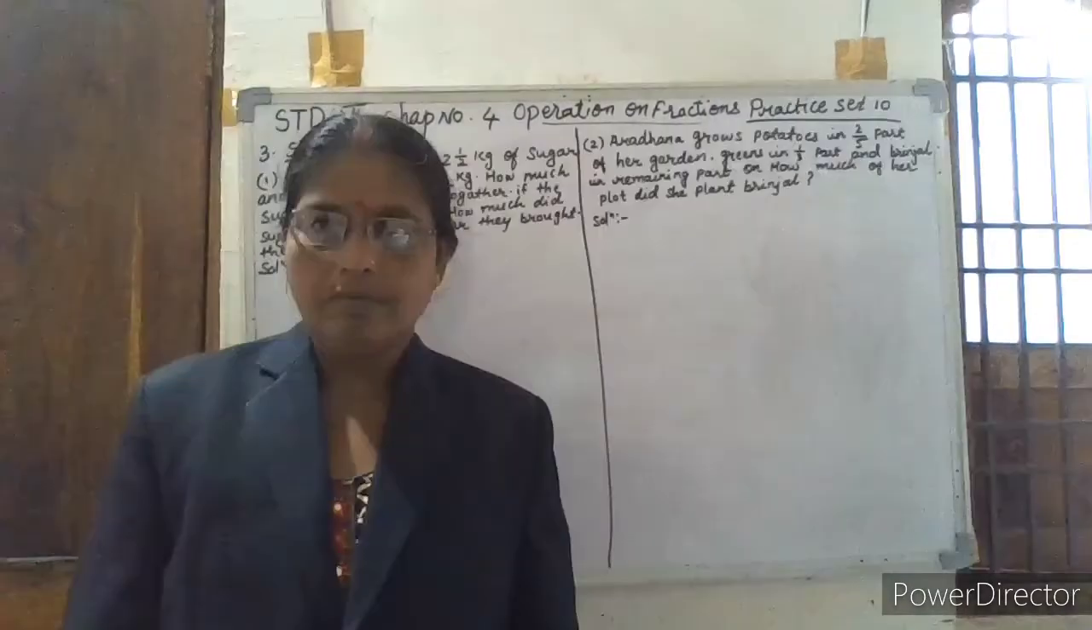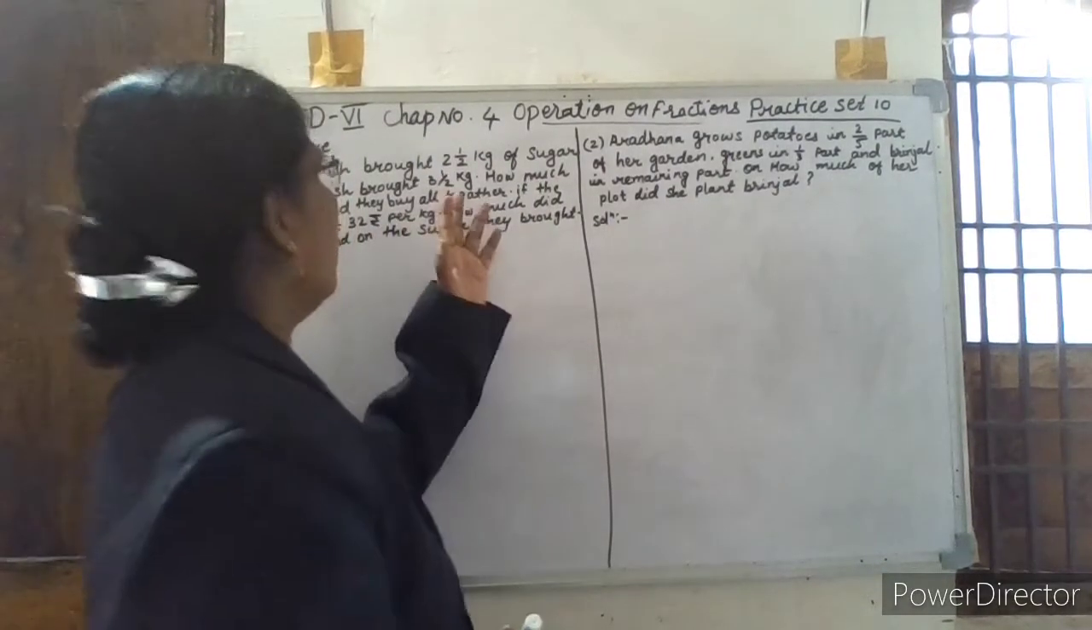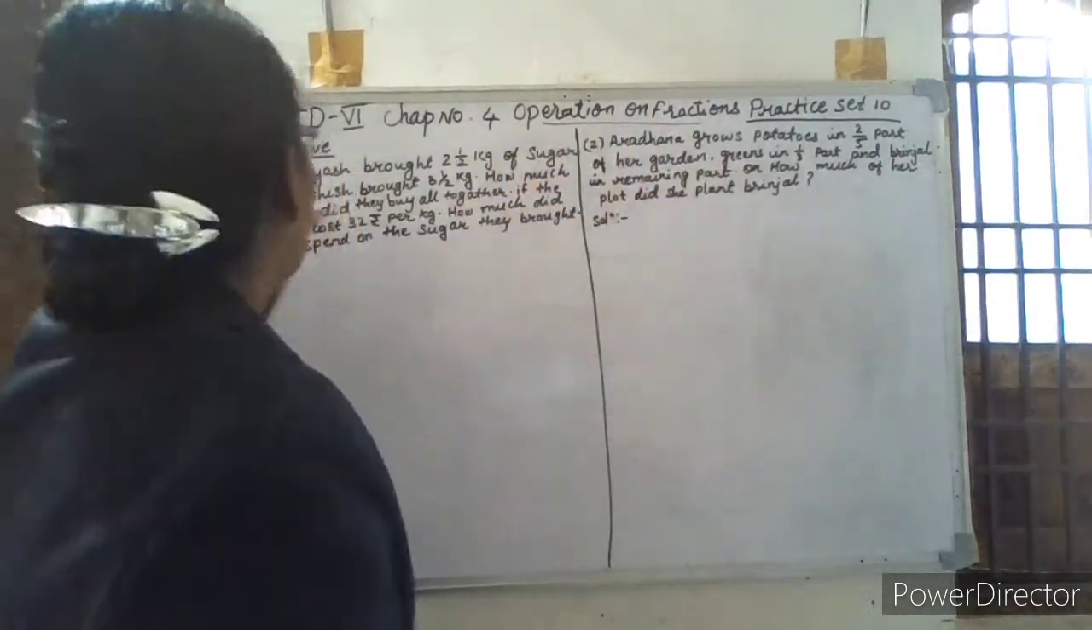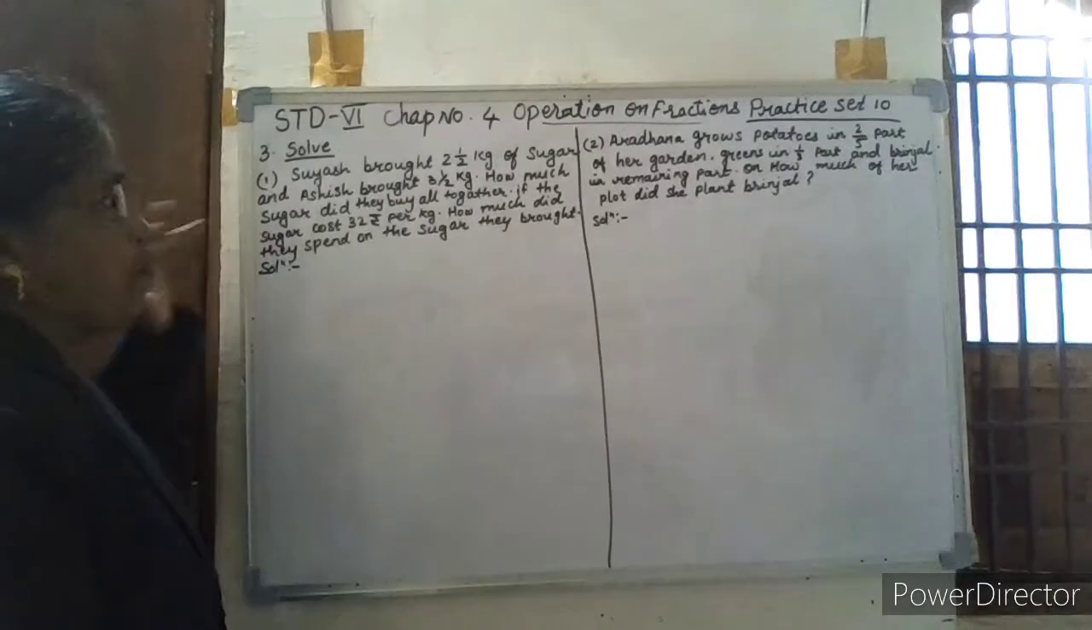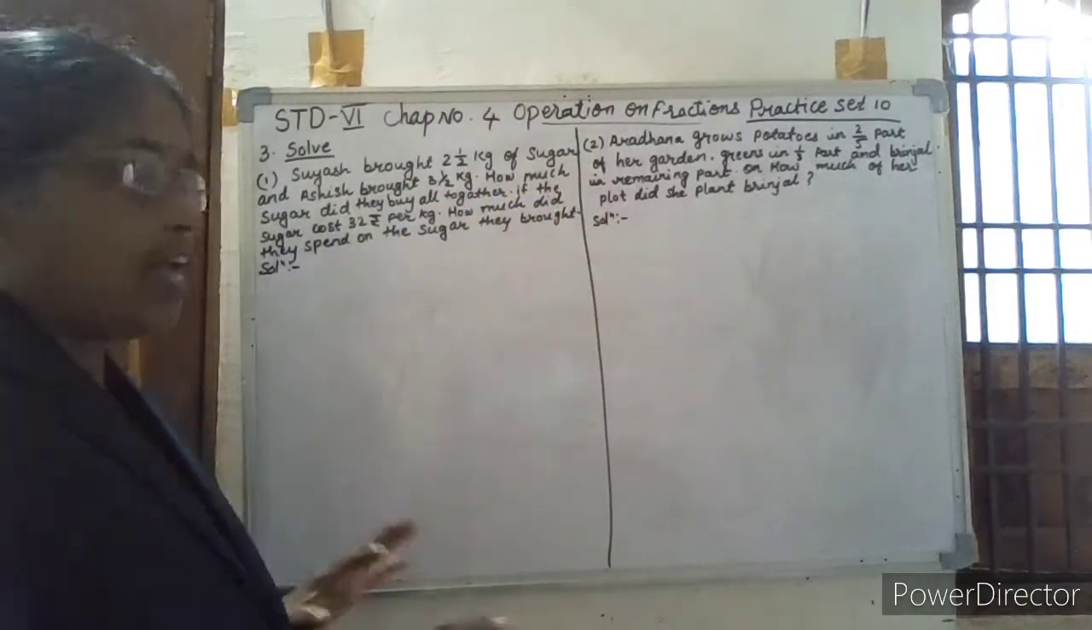Now let us start with the practice set 10. Here, solve for practice set 10. Third question, word problems. First one and second one I am solving. Third one is cancelled. Now first one.